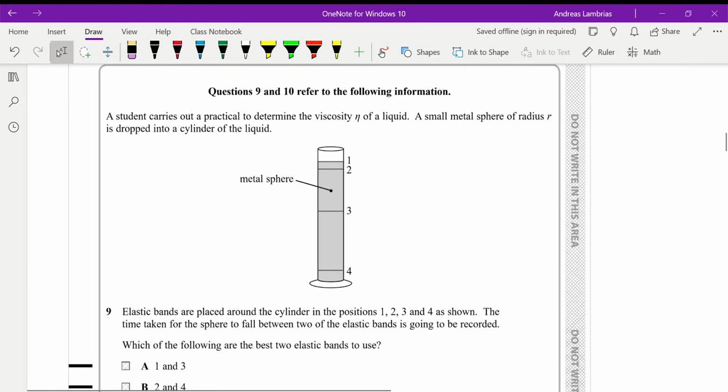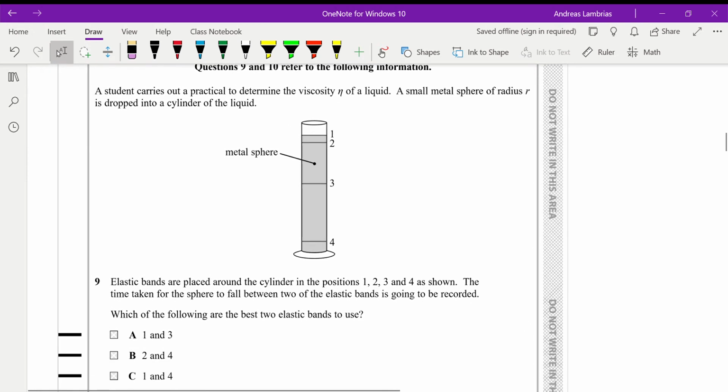So questions 9 and 10 are about viscosity. Viscosity, again, remember, is the resistance to flow, right? We have a student that carries out a practical to determine the viscosity of a liquid. A small metal sphere of radius r is dropped into a cylinder of the liquid. So we're putting elastic bands across the cylinder, and then the time taken for the sphere to fall between two of the elastic bands is going to be recorded.